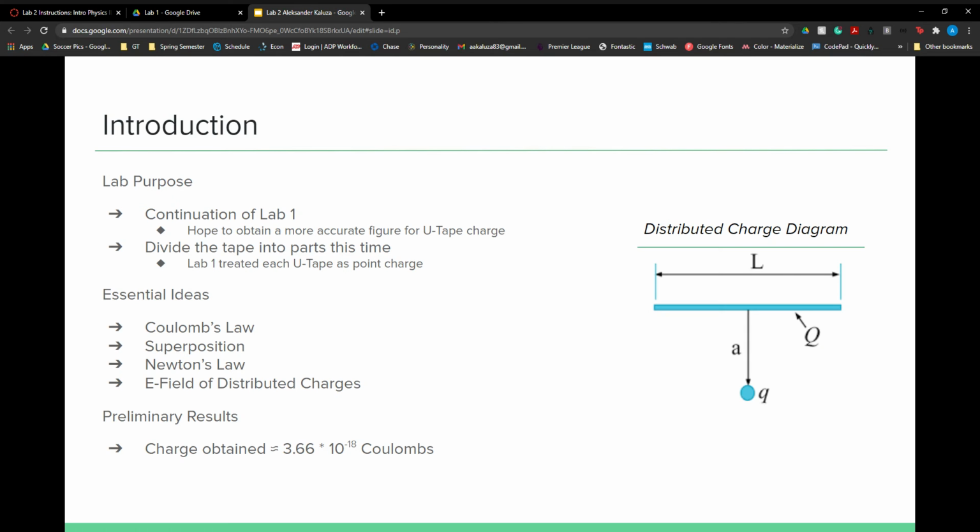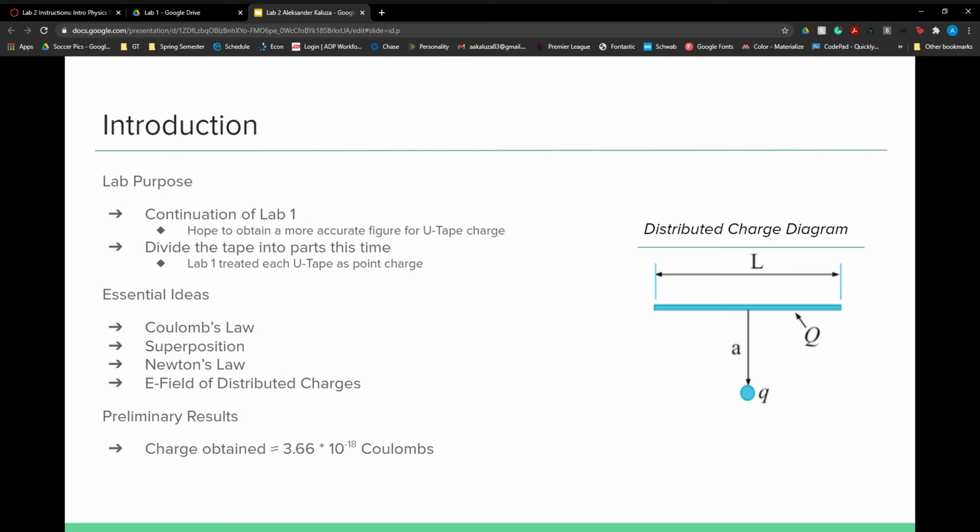To begin, I'm going to introduce the purpose of the lab, some essential ideas used, and some of the preliminary results that I obtained. The purpose of the lab is to obtain a more accurate figure for the U-tape charge that we found in Lab 1 with the hanging tape experiment. This time we are dividing the tape into point charges rather than treating the U-tape itself as a point charge.